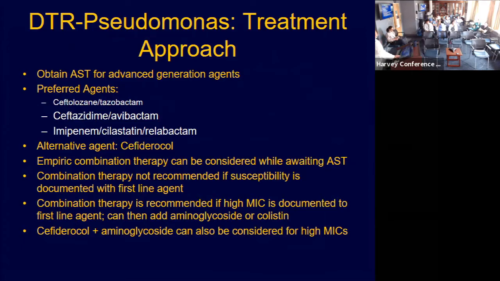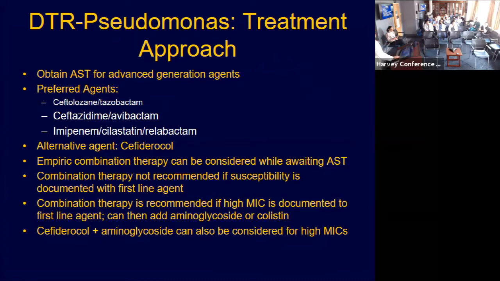But what we will sometimes do in the meantime is use a combination of an aminoglycoside, possibly high dose, with piptazo. You can run piptazo as a continuous infusion, and sometimes you can overcome the MIC because you've got better drug exposure. So sometimes we'll use piptazo in combination with the aminoglycoside, or we might pull out colistin.